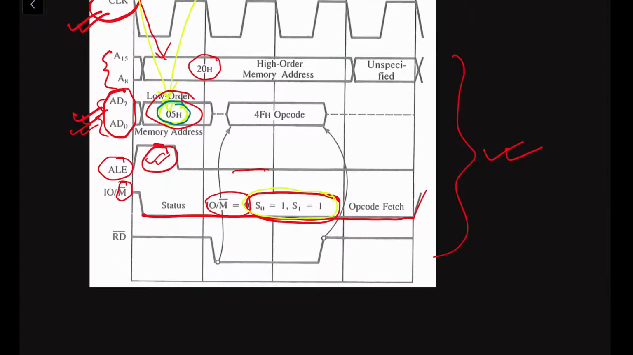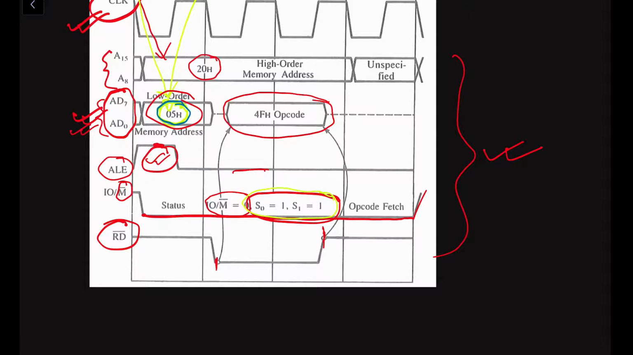Now let us see the read bar signal. This is the read bar signal. This is an active low signal. During the memory read operation, the read bar signal should be low because it is an active low signal. See here, when the microprocessor is fetching the opcode, for this duration, from this point to this point, the read bar signal is low. That means the microprocessor will perform the read operation.